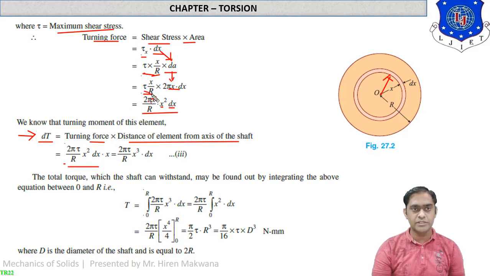Here it is tau, actually this is tau, printing mistake. So the final answer is 2 pi into tau upon r into x cube dx. It is the final equation number 3, which denotes dT for the ring portion only.